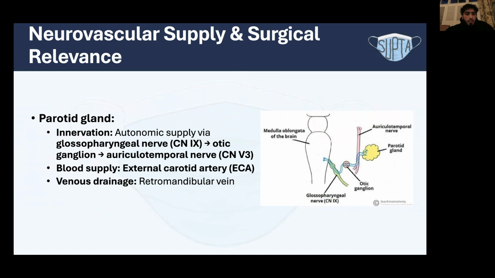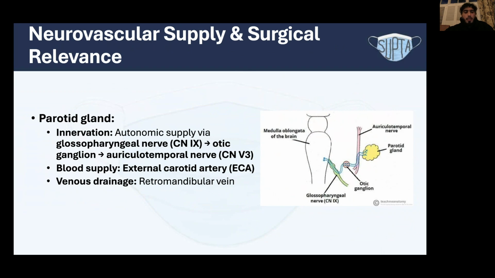And as we said before, the auriculotemporal can affect the eardrum. So again, this is another means of referred ear pain. The blood supply is done by the external carotid artery, and venous drainage is done by the retromandibular vein.